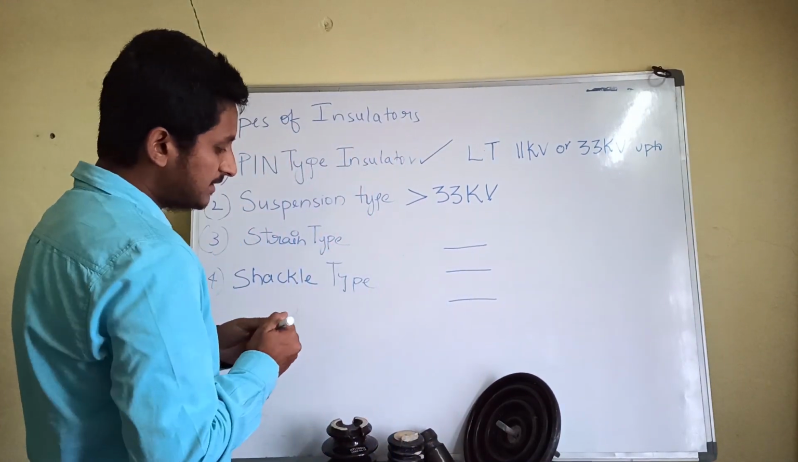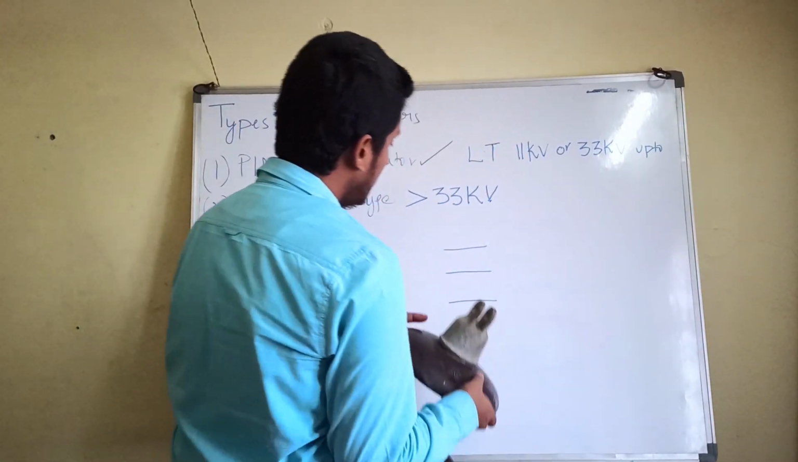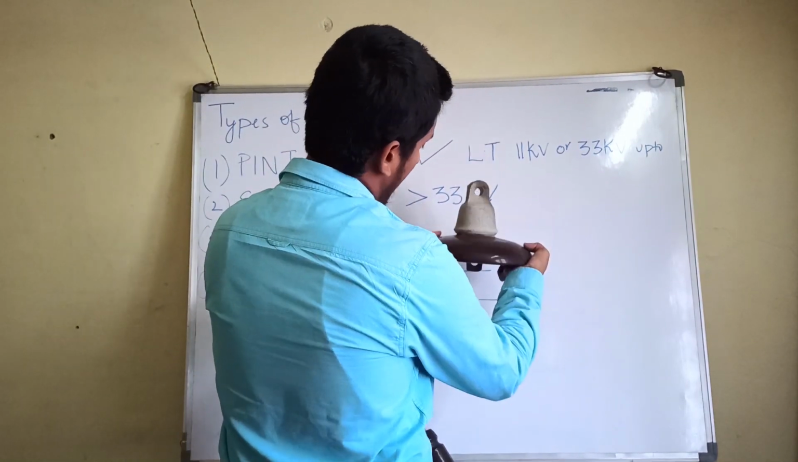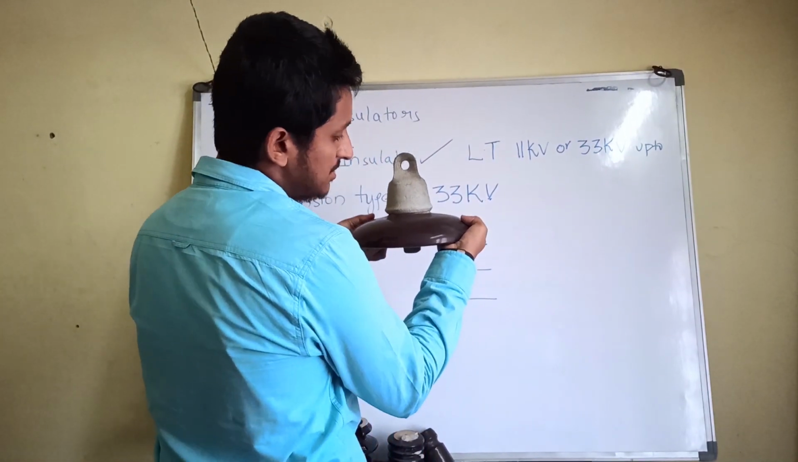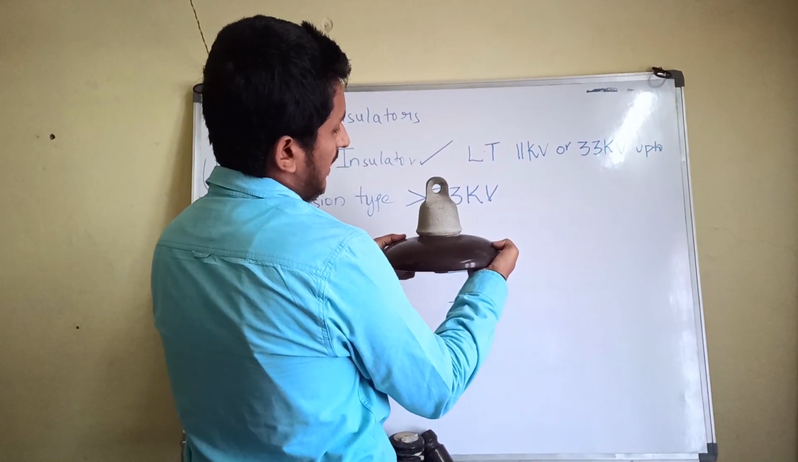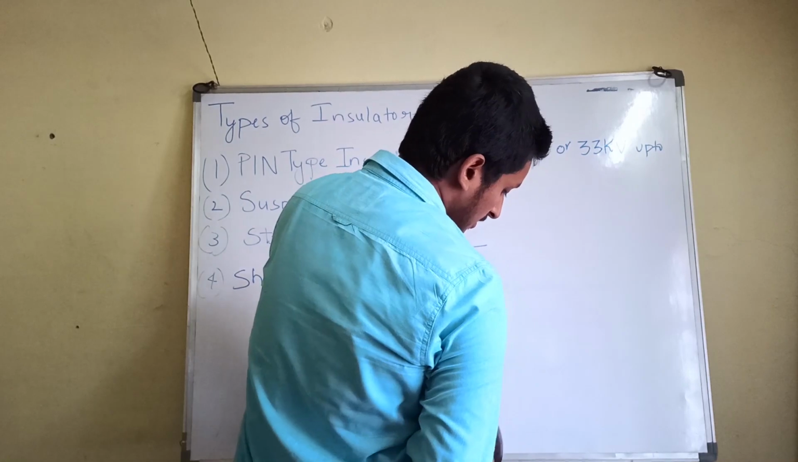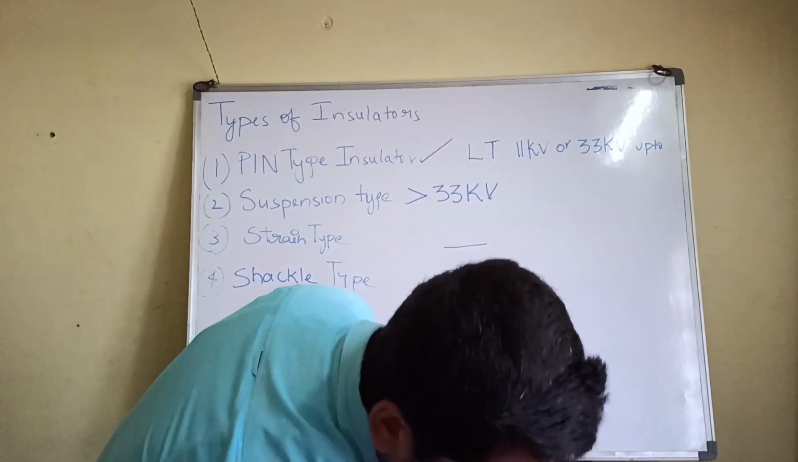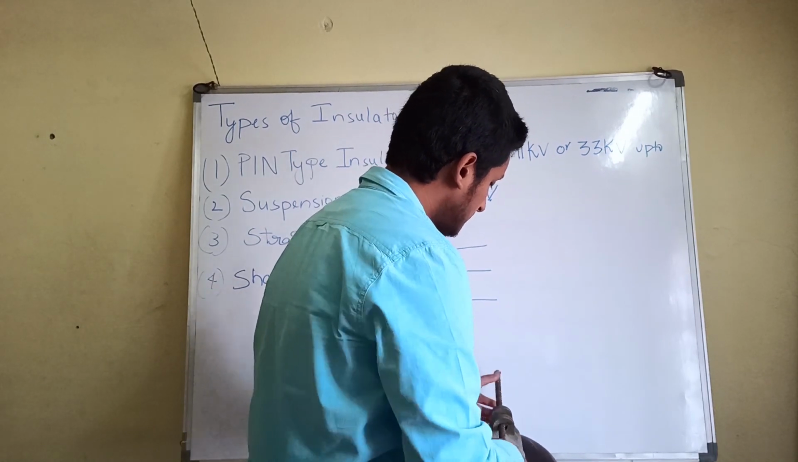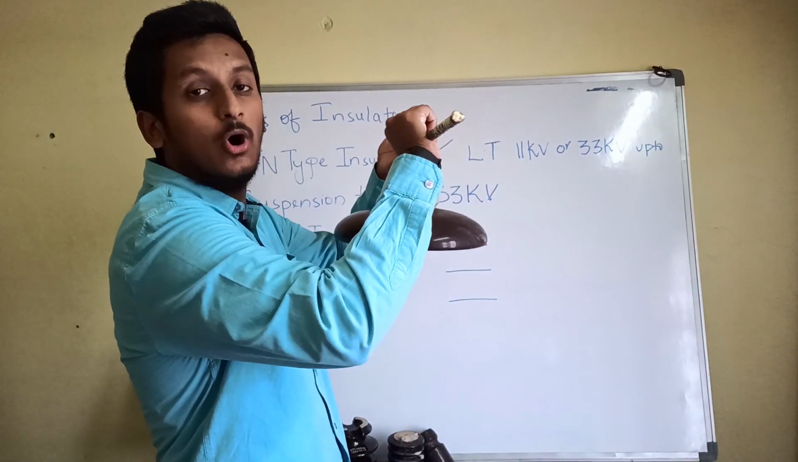That means this insulator is taken and given onto the top of the cross arms and hung like this. That means this insulator is kept in a horizontal position. And what do they do? This will be hung at the top of the cross arm. Or suppose this is there, this will be hung at the top of the cross arm.